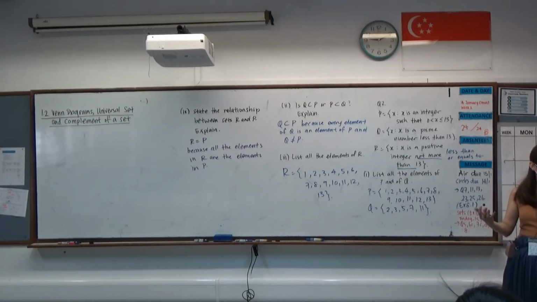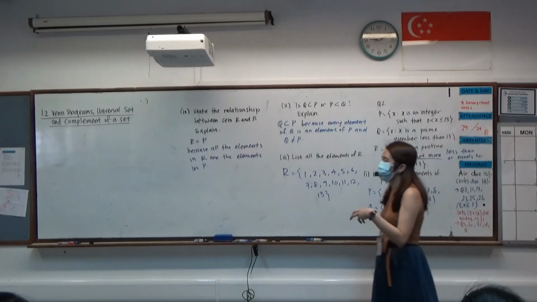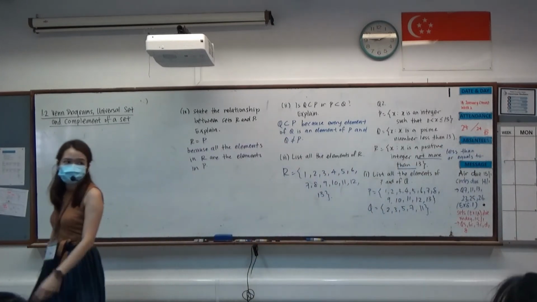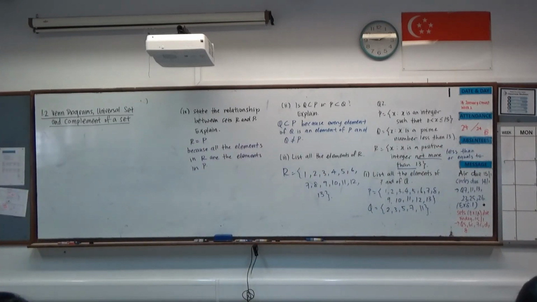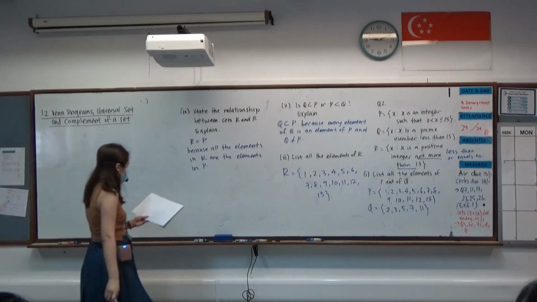But since you're very clear that they are equal already, then might as well just go ahead and say that they are equal sets instead. Then there will be less ambiguity, you're more direct, and it shows that you are more clear about the relationship also. Okay.